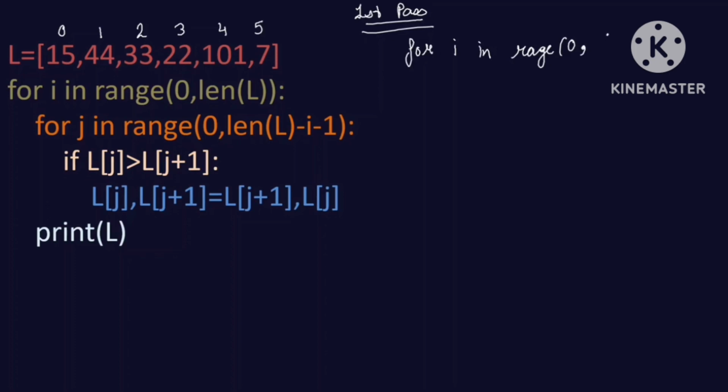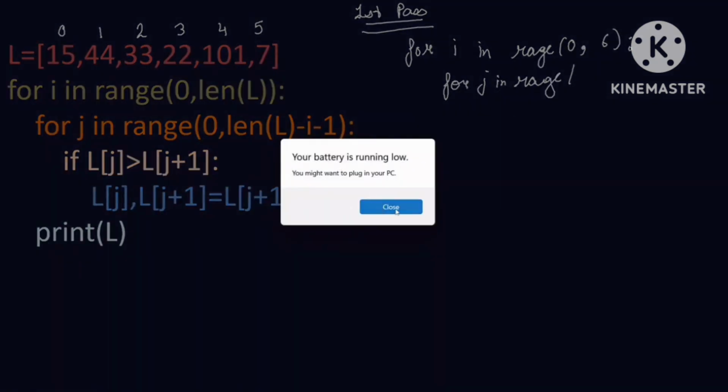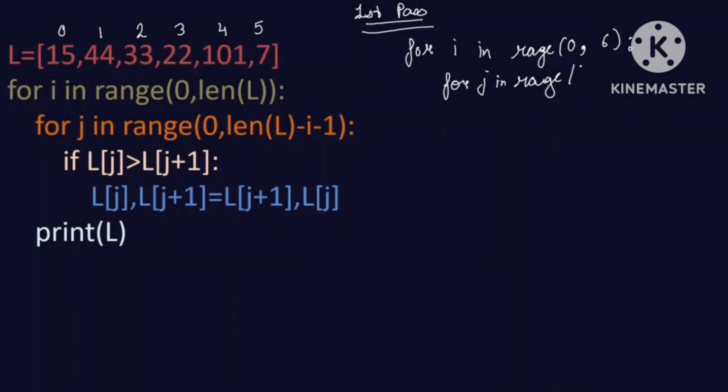So what is the length of L here? How many elements are there? 6 elements. Then for the next loop, 0, length of L minus i minus 1. The starting i value is 0 only, so length of L will be 6 minus 0. That means the j loop will execute for values 0 to length of L minus i minus 1.